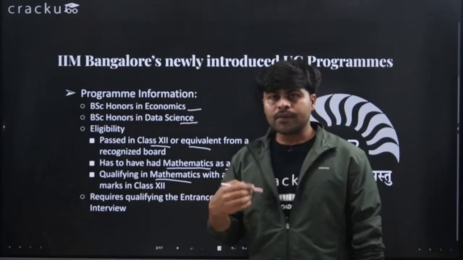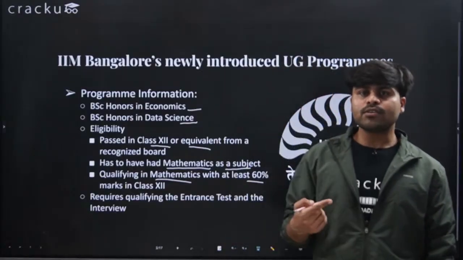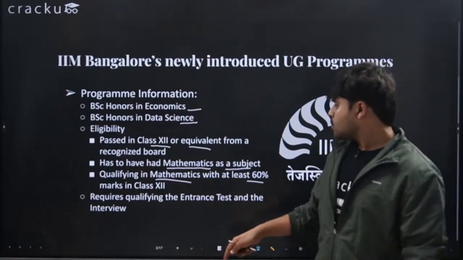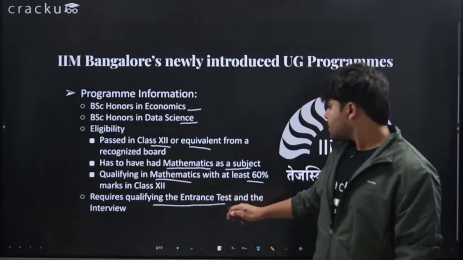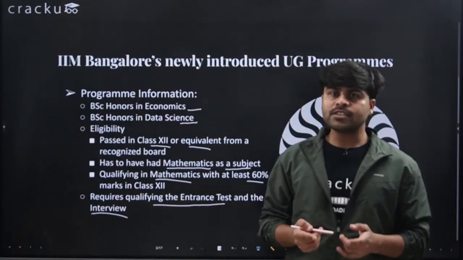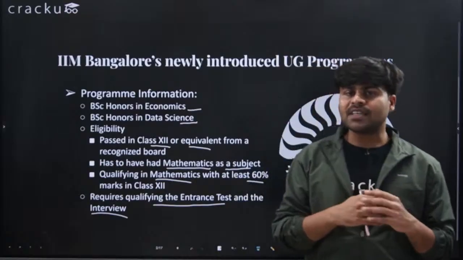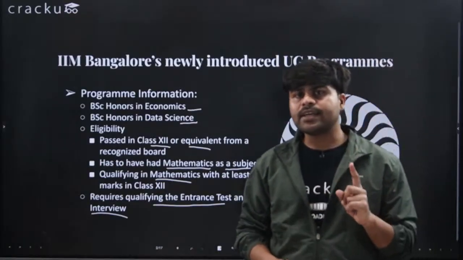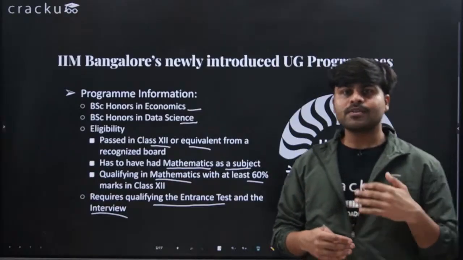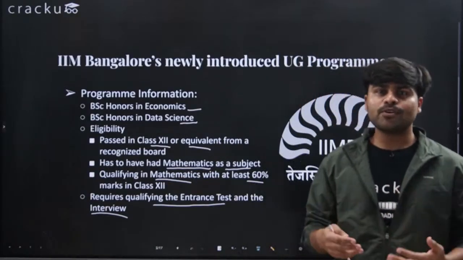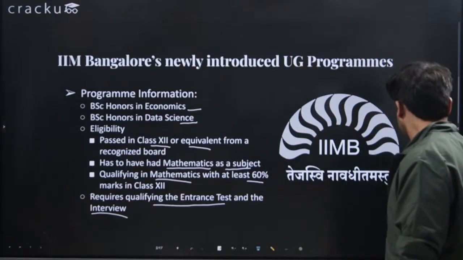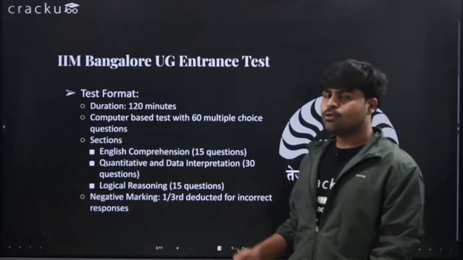And then even after you are eligible, you will still need to give a test. This test is what we are going to discuss next. You will need to qualify this entrance test, and then you will need to sit for the interview. You need to qualify the interview as well, and only after passing through all these three stages, the eligibility criteria, the entrance exam, as well as the interview, will you be able to sit in the classes and actually take admission. Okay, so with that said, let's talk about the UG entrance test.